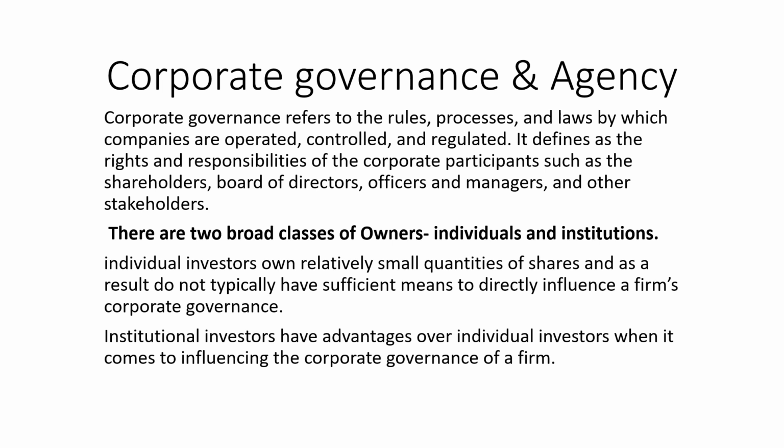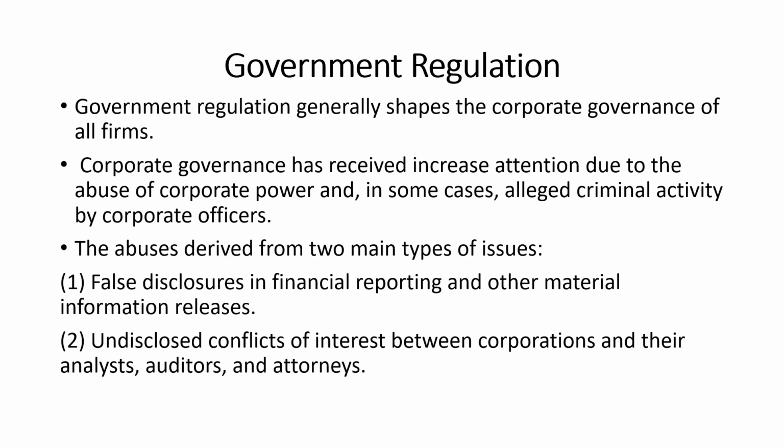So we classify two classes of owners: individual owners and institutional owners. The individual ones own small quantities of shares and do not have sufficient means to direct or influence corporate governance in the firm, so they don't have the right to do so. But the institutional investors have these advantages over the individual ones because they can influence the corporate governance of the firm. What else? We also talk about the corporate regulations or the government regulations.